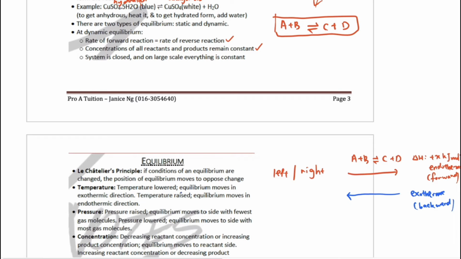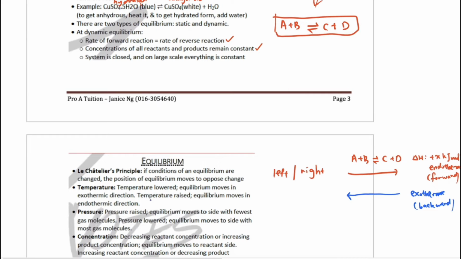Okay. If temperature is raised, equilibrium moves in the endothermic direction. So why do they move in endothermic? It's just to oppose the change. Oppose is like to prevent the change, right? Yeah, to prevent the change, to resist the change.